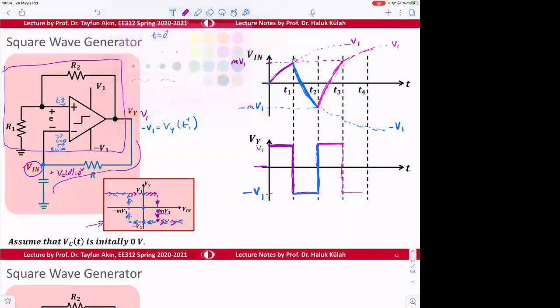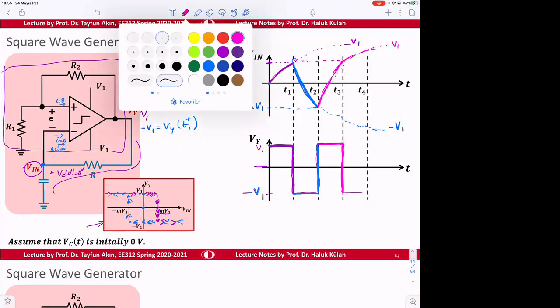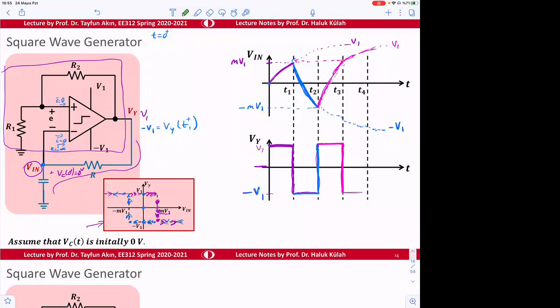So the goal is to go to V1, but it cannot, so it will be switching again. So when it switches to here, the signal will be going to minus V1. Maybe minus V1, let's put it this color. And then it will be going like this now. Okay. So this will keep repeating itself.